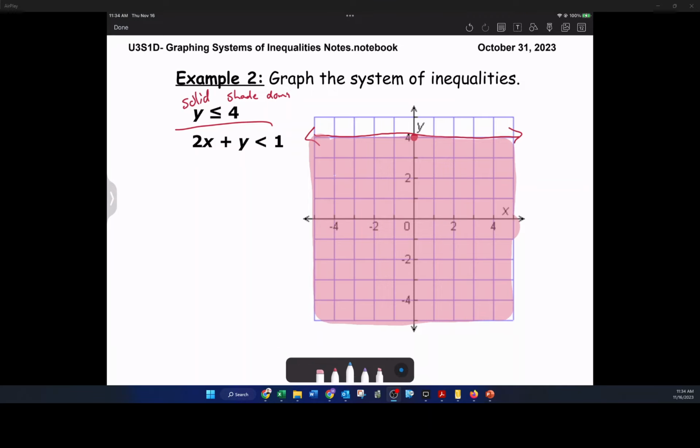Now, for the second line, we need to get y by itself before we can do anything. We know it's dashed. That's the only thing we can say. We can't say shade down or up yet until we get y by itself. So subtract 2x from both sides. We have y is less than negative 2x plus 1. So we are going to shade down. Now we're going to start at 1. The slope is negative 2, so that means down 2, run 1. So down 1, 2, run 1.